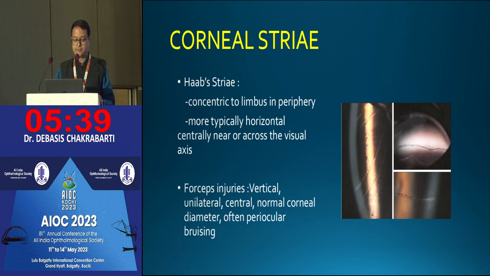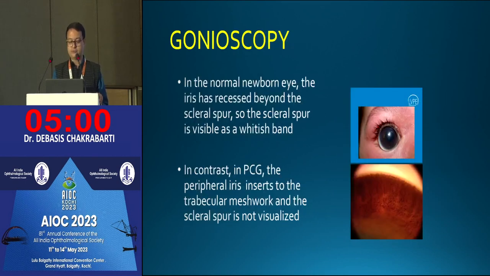Then corneal striae, the Haab striae, are due to ruptures in the Descemet's membrane. Their characteristic in primary congenital glaucoma is that in the periphery they are concentric to the limbus, but when they are located centrally they are typically horizontal, and they can cross the visual axis. An important differential diagnosis of Haab striae are the ruptures of the Descemet's membrane that we see because of forceps injuries. These, on the other hand, are vertical, unilateral, central. Children have congenital normal corneal diameter, and there is often periocular bruising due to associated injury to the adnexa.